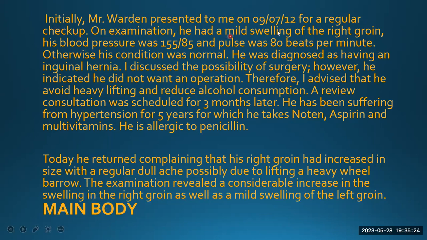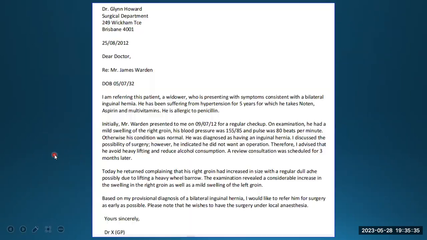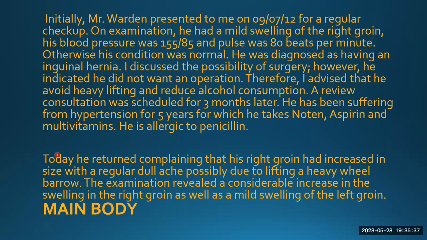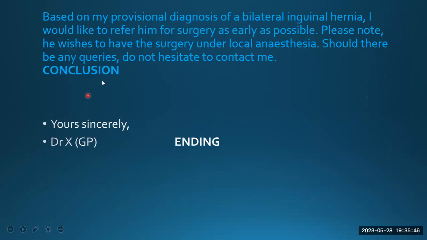This is the first visit. In this paragraph, you're writing about the first visit, and today means this is the second visit. Today is the date of the second visit. So you have written details of the second visit here. Now the last paragraph is about the conclusion, and in the end you will do the ending like this. This is the general format.